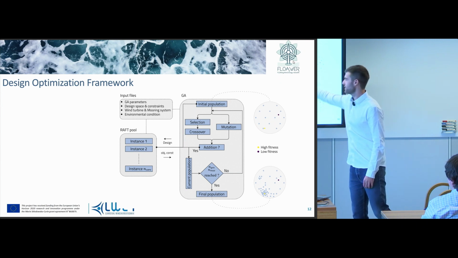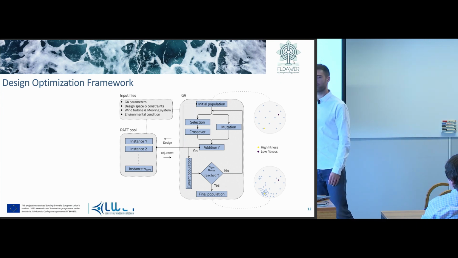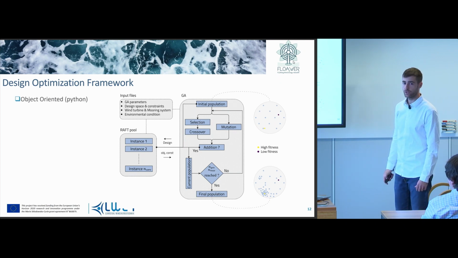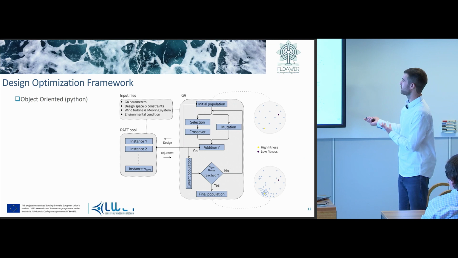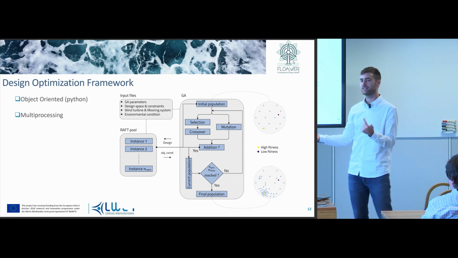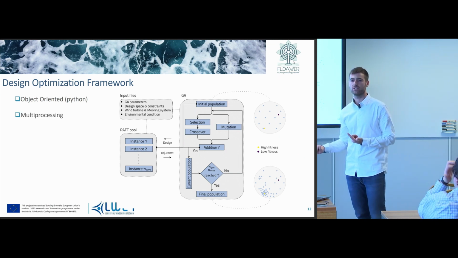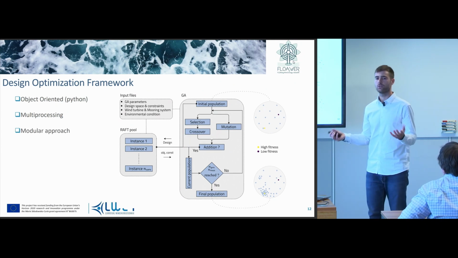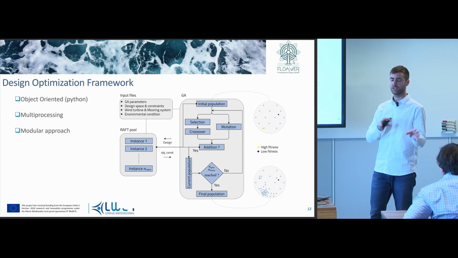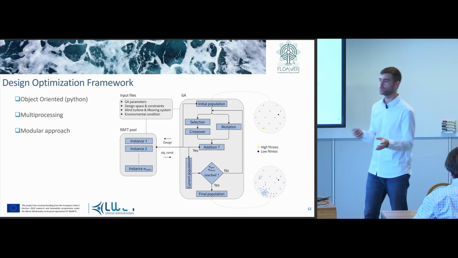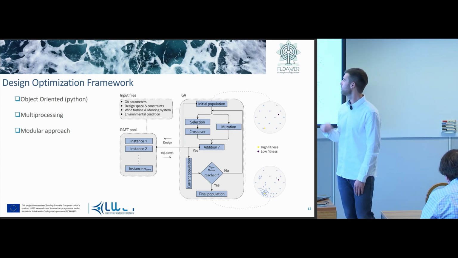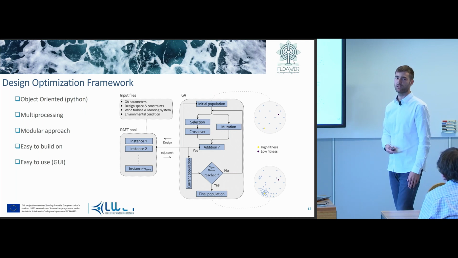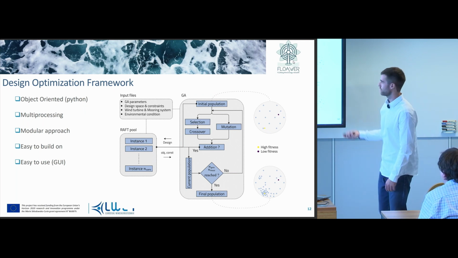To globalize the optimization framework I just presented, this is what it looks like. You recognize the optimizer right here and the numerical model here. What is good with a genetic algorithm is that it's highly parallelizable. We use Python to implement this framework. Like I said, it's easy to use multiprocessing with a genetic algorithm to speed up the optimization. You have a modular approach, so you can plug in some other numerical model or other boxes into your framework to make it better. It's easy to build on and easy to use because you can easily build a GUI with Python, for example.